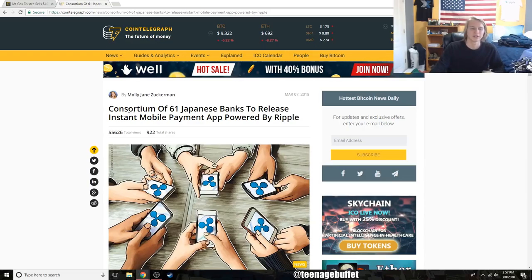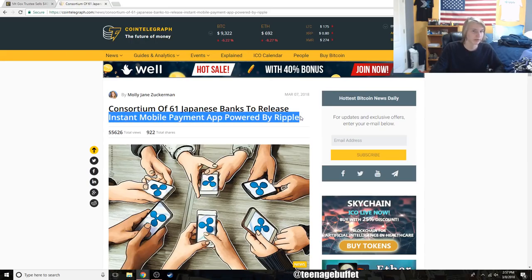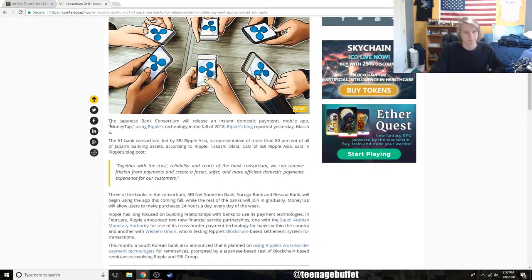So that Japan Bank Consortium of over 61 banks, which actually accounts for 80% of all Japanese banks, which is fascinating to know, is going to release an instant mobile payment app powered by Ripple through Xcurrent. Xrapid is possible for cross-border payments. So, the Japanese Bank Consortium will release an instant domestic payments mobile app, MoneyTap, using Ripple's technology in the fall of 2018, Ripple's blog reported yesterday.